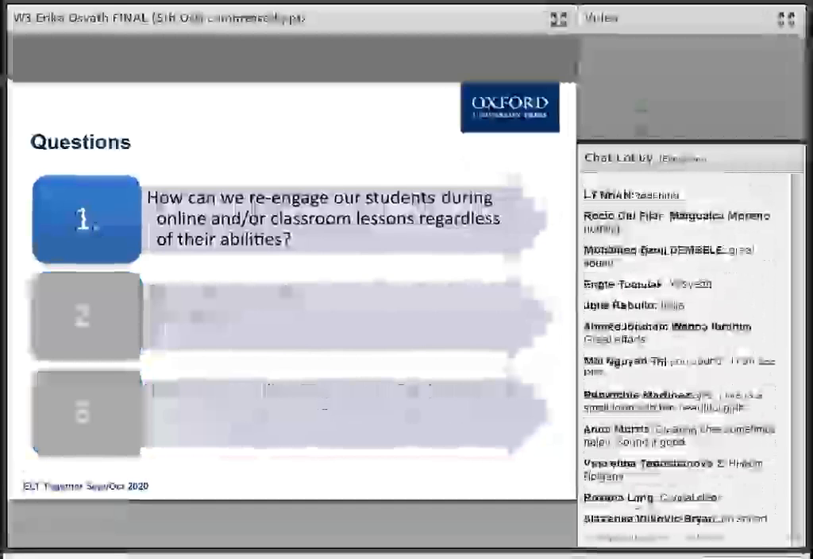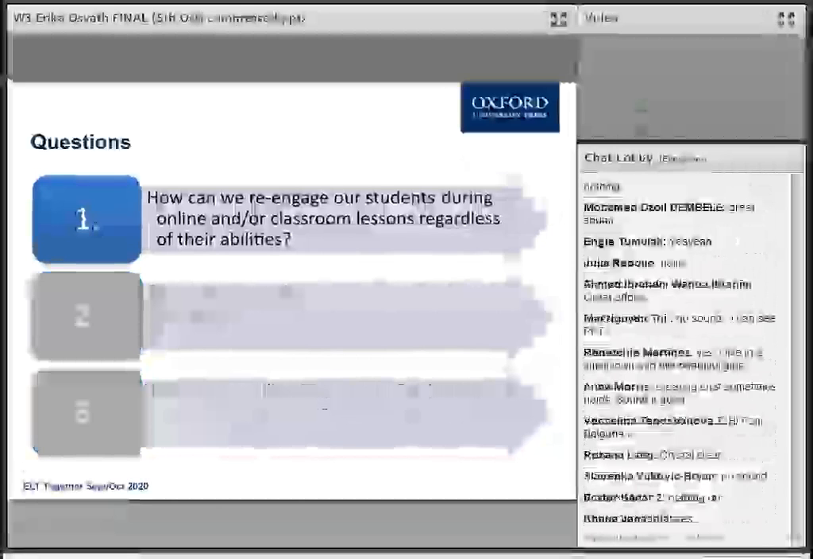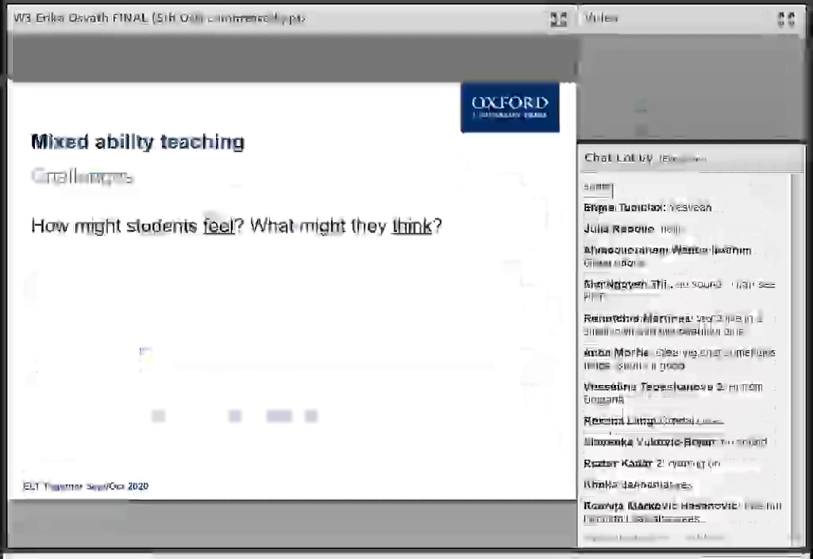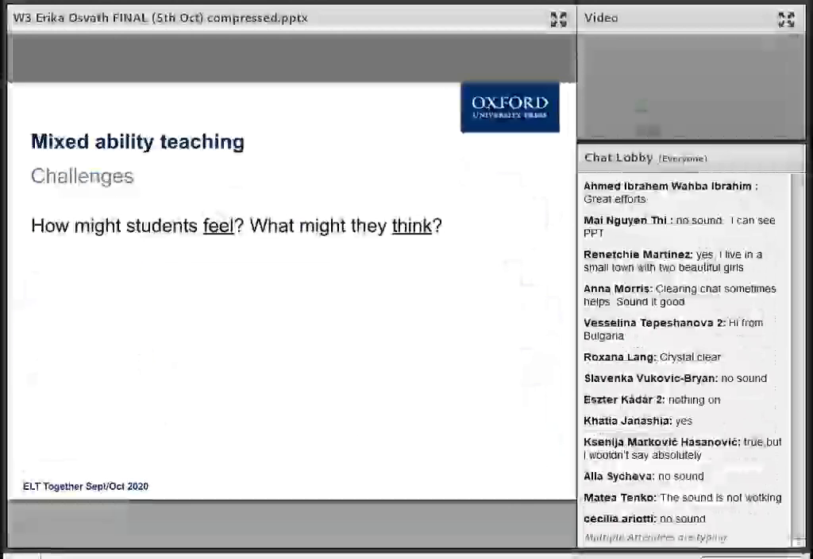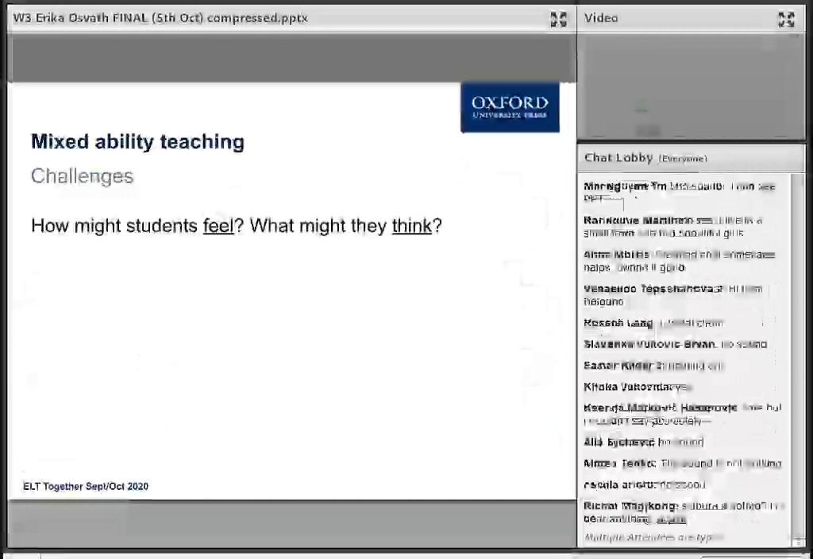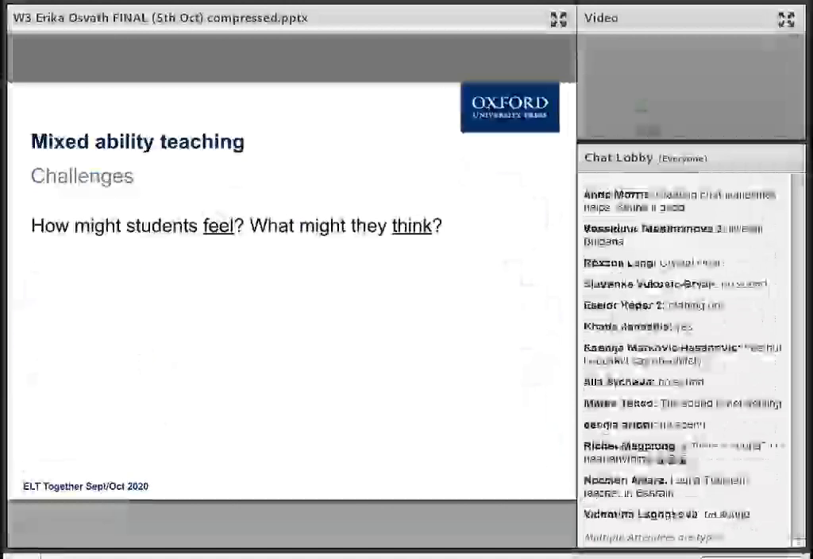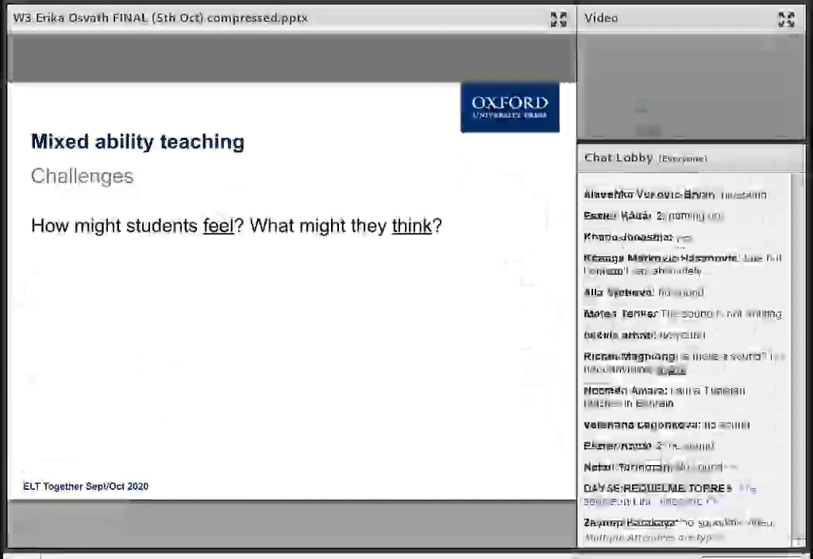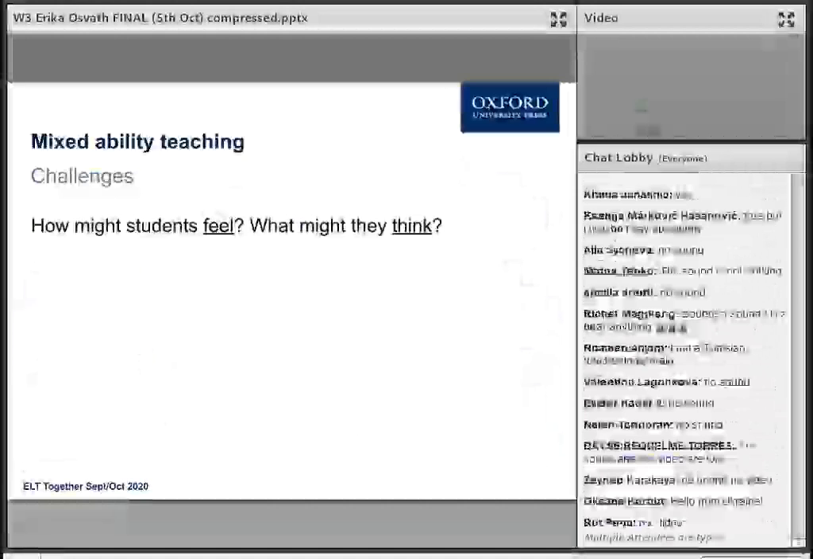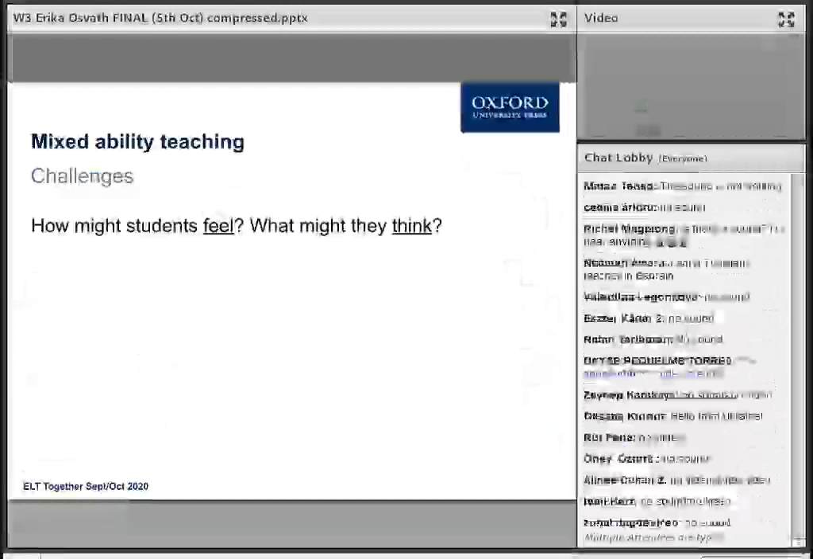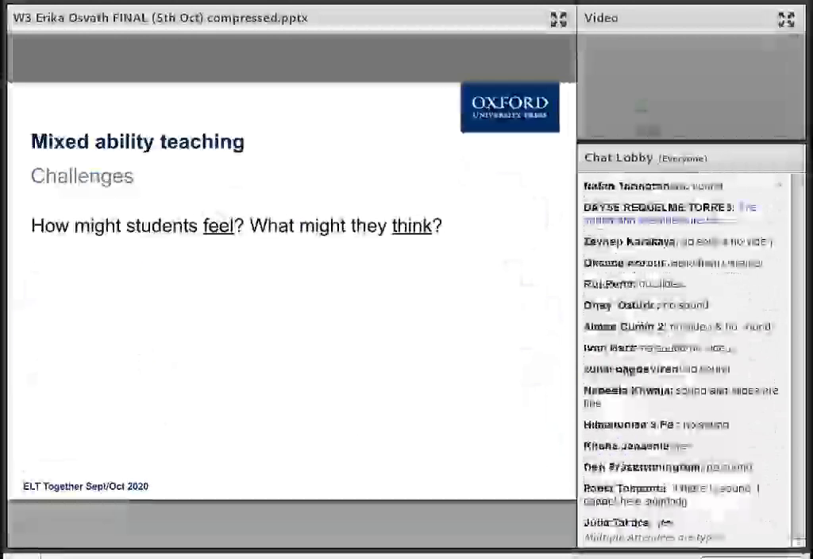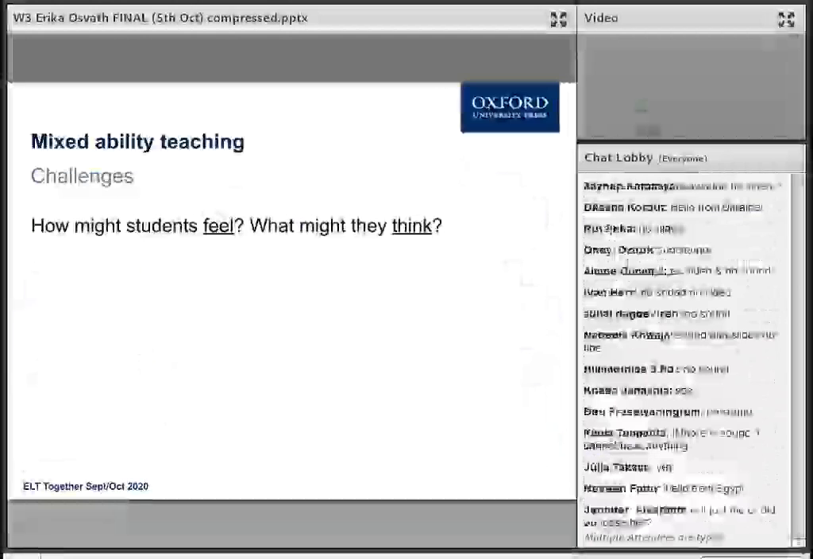So first, let's look at our students in the mixed ability classroom. Let's maybe think about how they might feel and what they might think. So imagine that you have strong and very weak students in the same classroom, and students open the course book. How do you think a strong student would react to that? How might they feel? What might they think? Or, in the same way, how would a weak student react to the same text? How might they feel, or what might they think? Can you type your answers in the chat box?